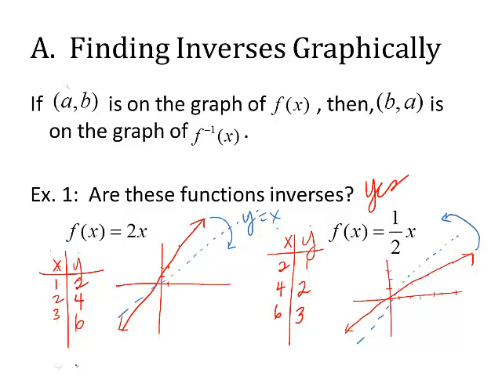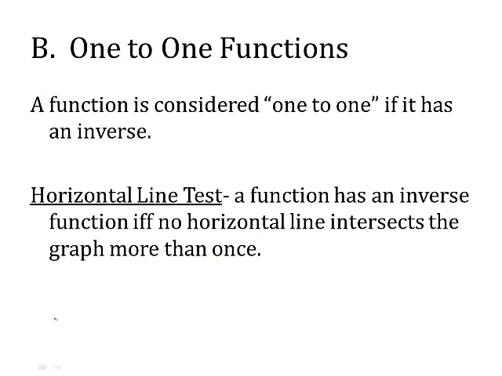So in your book, you're going to be looking at graphs, and could you fold them along this y equals x line, and would they be inverses? That's what you're looking at. And you're looking at table values as well. All right, one-to-one functions. A function is considered one-to-one if it has an inverse. So how do you know? Well, a function has an inverse function if and only if, this is not a typo, guys, if and only if no horizontal line intersects the graph more than once.